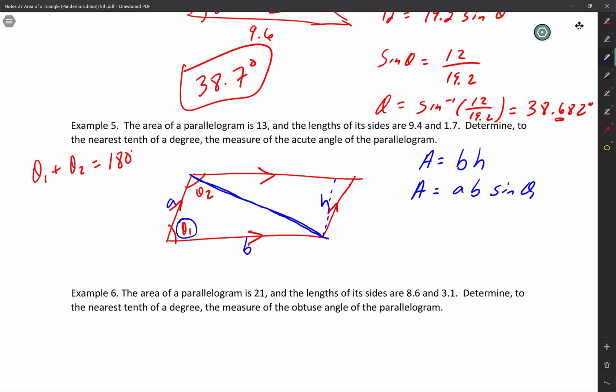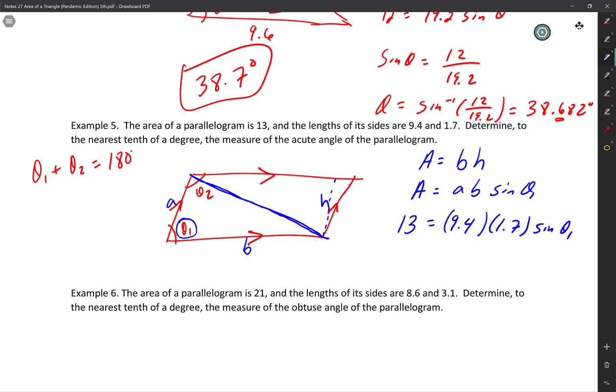Perfect. All right, guys. The area of the parallelogram is 13. So I'm going to write 13 equals. And they want me to find the acute angle, which is theta 1. So I'm going to go ahead and write 9.4 times 1.7. And I usually like to write the 1.7 first, so I don't know why I'm not being normal today. Sine theta 1. And I'm just going to multiply that 9.4 and that 1.7. So 9.4, I have a little calculator on my side here, times 1.7.